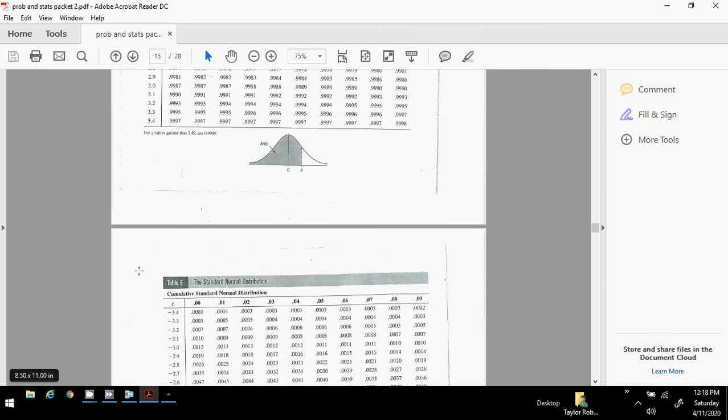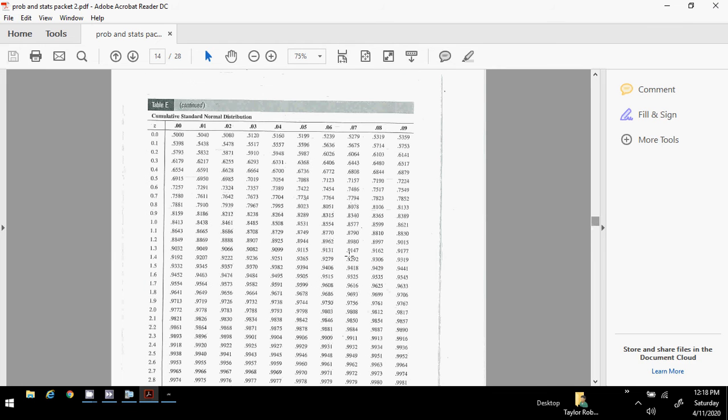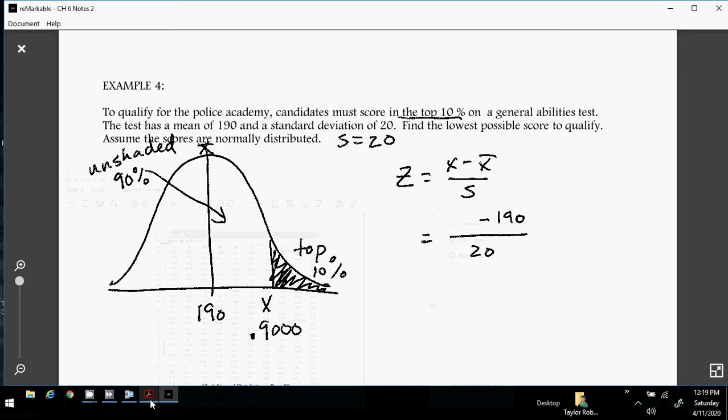Alright, so I know it's on the positive side, so we can go to the positive one. It looks like getting closer, closer, closer, 0.8980, 0.8997, that's really close. This looks like the closest one right here, 0.8997. So that Z value is 1.28. So Z equals 1.28. Alright, so I can put that in here, 1.28. And I'm looking for X, so I'll just leave that in there.